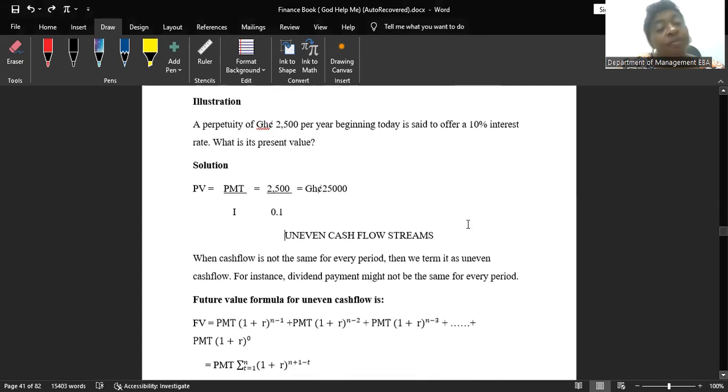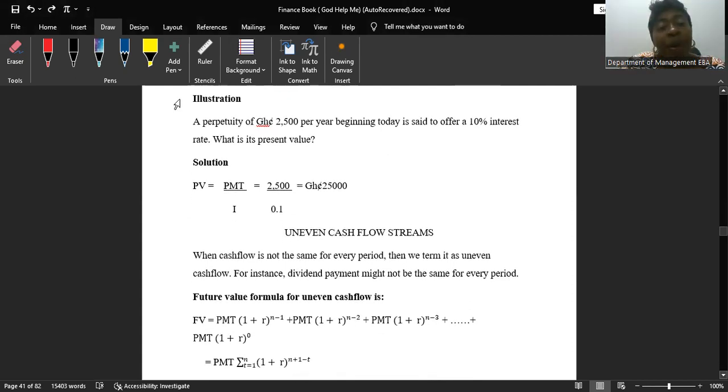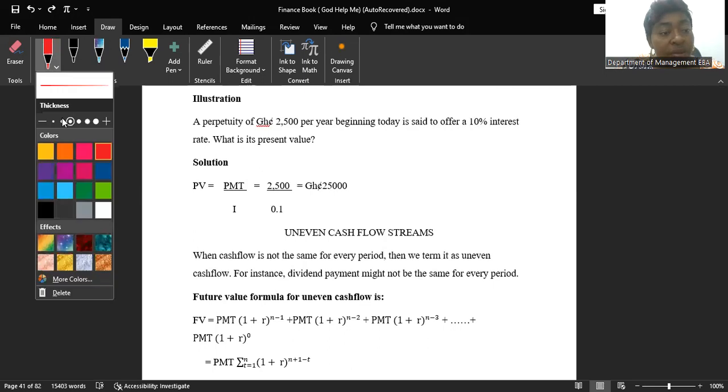So this is an illustration, a perpetuity of 2,500. So when you see a question say infinite, forever, then it is what? Perpetuity. A perpetuity of 2,500 per year beginning today is said to offer a 10% interest. What is the present value? So there's a formula, the regular payment over what? The interest. Okay. So they said that regular amount, the amount you're going to pay is 2,500. They just insert it. Okay, let's solve it.